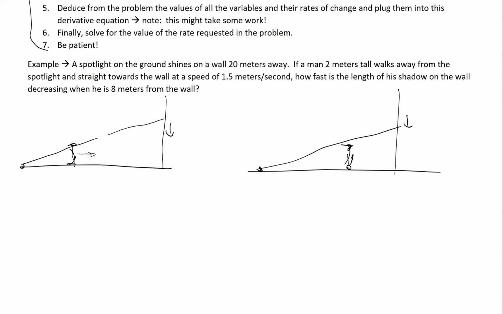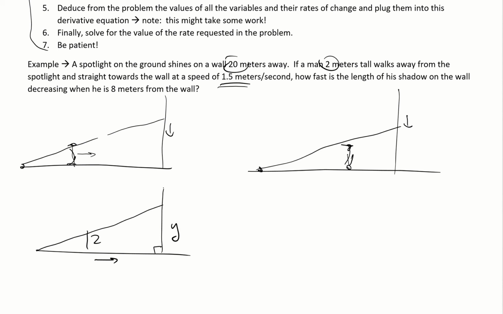All right, so let's start off with making this a clean sketch. This guy is 2 meters tall. The light is shining like so. And it said it is 20 meters away. There's also the speed at which he's walking in this direction. So there are 2 things that are changing here. His height is not changing. The shadow is changing, I'll put a variable there. And the distance he is from the wall or the distance he is from the light is changing. Your choice. I'll put the X right here. Okay, so now I have a picture like that.